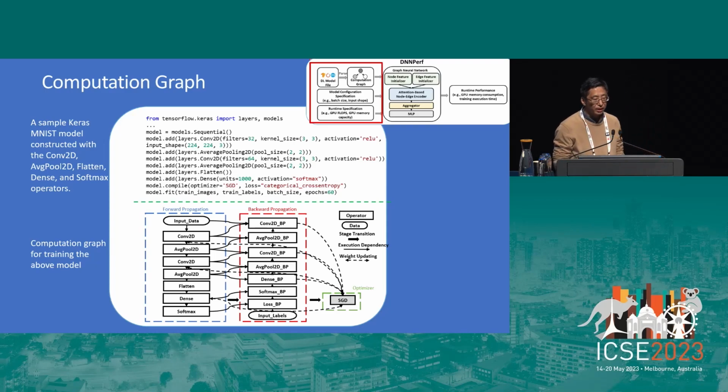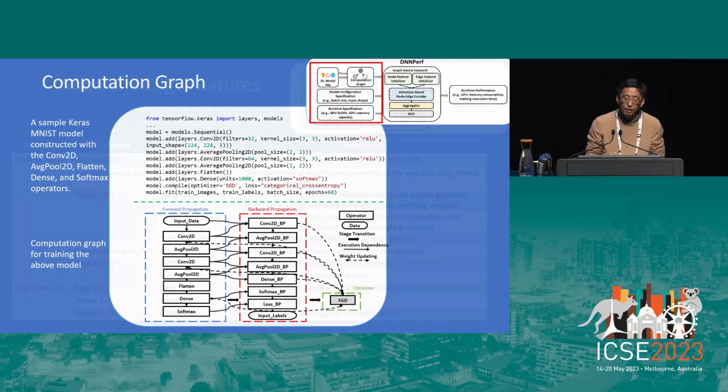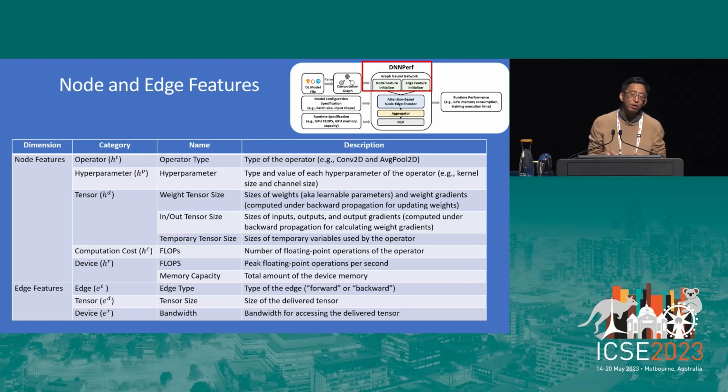For this graph, we have many nodes, right? Each node is an operator, like Conv2D, AveragePool2D, dense layer, softmax, and so on. There are many operators. And there are also data and control flow between the operators. Then, as I said, we identify node features and edge features. For node features, there are many types, for example, operator type, hyperparameters, input and output tensor sizes, and so on. We also identify the features of edges, for example, edge type, tensor size, bandwidth, and so on.